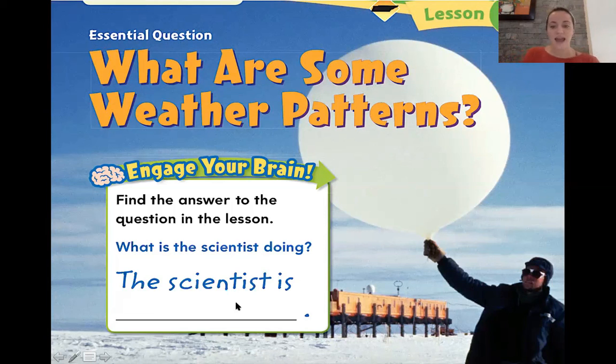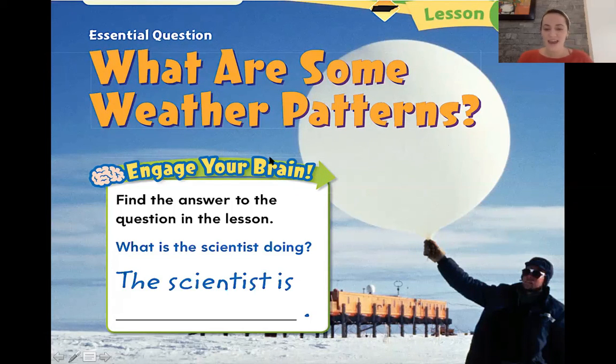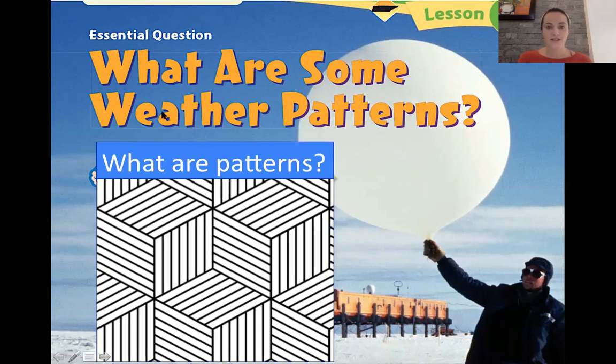What is the scientist doing? What do you think, Helen? I think the scientists go outside to see the weather. Yeah, to see the weather maybe. So this scientist is actually measuring the weather, testing the weather. He's using the balloon to figure out something about the weather. So we're going to learn more about that, but first, we're talking about weather patterns.